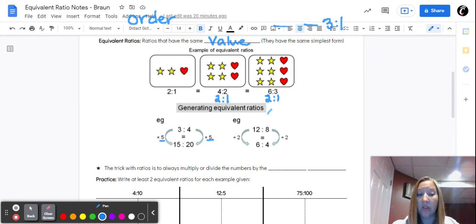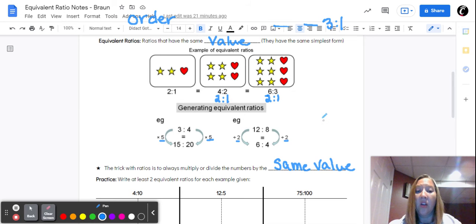Now, as I said, we can also divide to find equivalent ratios. So if we had the ratio 12 to 8, I can divide both 12 and 8 by 2. Has to be by the same number. 12 divided by 2 is 6. 8 divided by 2 is 4. So now we have the equivalent ratio of 6 to 4. The trick with ratios is to always multiply or divide the numbers by the same value. So if we want an equivalent ratio, we have to multiply or divide by the same value.